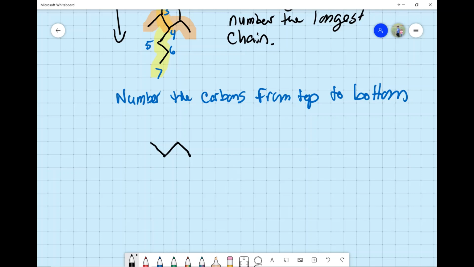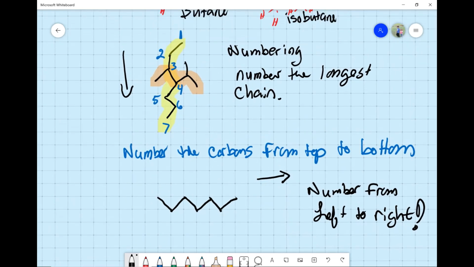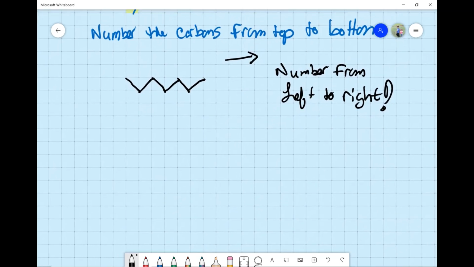If your parent chain is going this way, you number from left to right. All right, so here our parent chain was longer in the vertical direction, so we numbered from top to bottom. Here we have a different drawing of the structure, and so we want to number this way. All right, so 7 carbons.